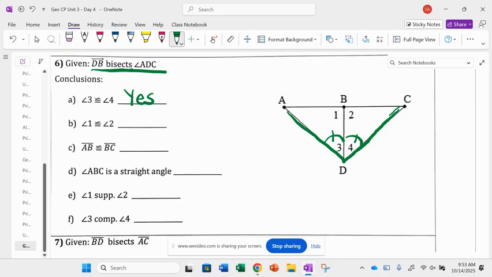Did it say anything about 1 and 2? No. So angle 1's congruent to angle 2. That's a no. Did it say anything about a bisected segment? No. So AB is not congruent to BC. Angle ABC is a straight angle. Aren't we allowed to assume straight angles? Does that look like a straight angle? So we could say, yes, it is a straight angle. And since angle ABC is a straight angle, is angle 1 a supplement to angle 2, meaning they add up to 180? Yes. And the last one is saying angle 3 is a complement to angle 4, meaning they add up to 90. Can I assume that 3 plus 4 equals 90? No.